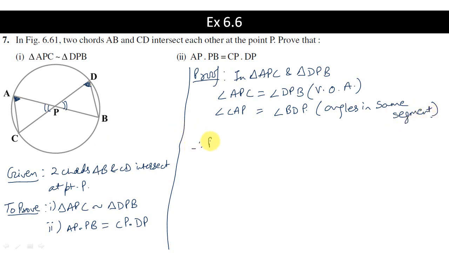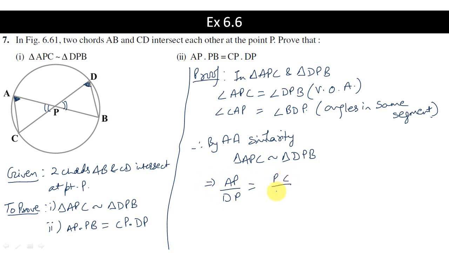So by double A similarity, two angles are equal, therefore by double A similarity you will get triangle APC is similar to triangle DPB. And if these two triangles are similar, that means the sides will be proportional. So I can write AP upon DP is equal to PC upon PB by CPCT. Because if two triangles are similar, then the sides are proportional as they are corresponding parts of similar triangles.